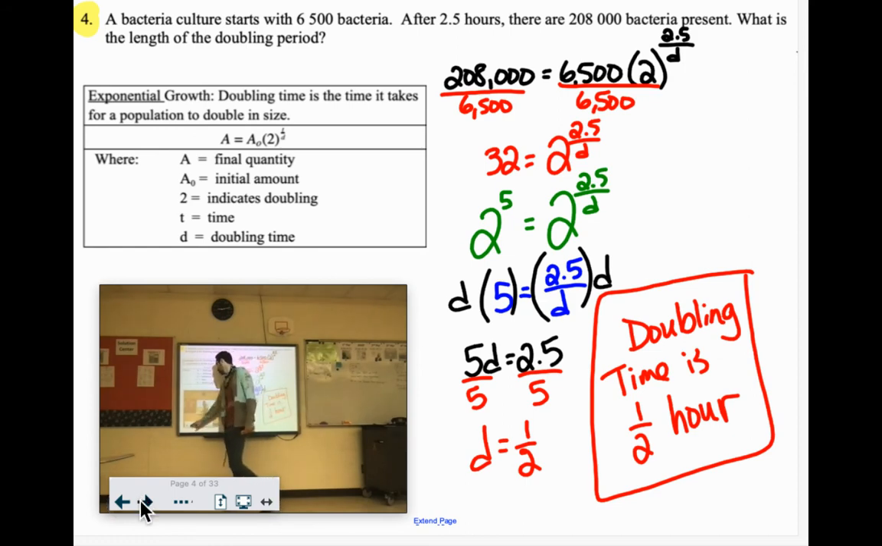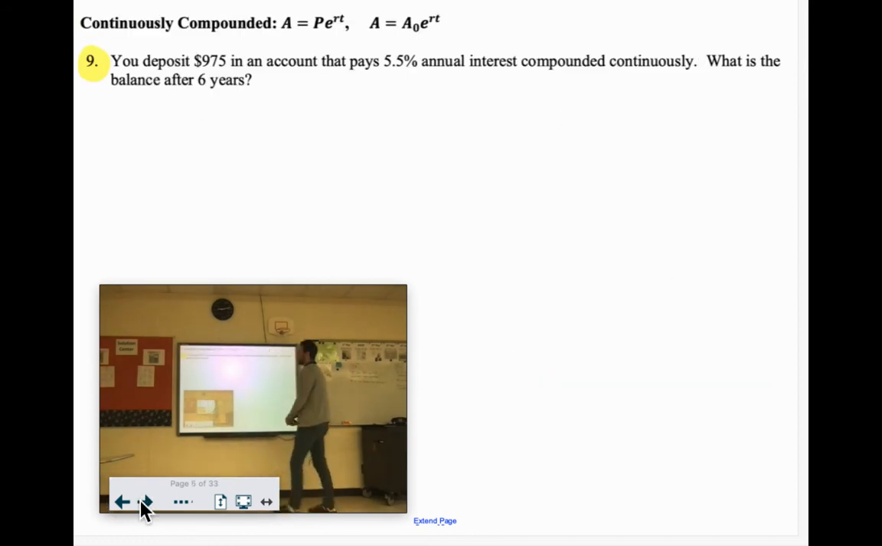All right, let's see what else we got. How many more do we have here? Oh, continuously compounded problems. So we had a different formula for this back in the day where we could figure this out, but this one works out very nicely. P times E to the RT power. So E is that constant, remember that 2.71, blah, blah, blah. I don't know the decimal.